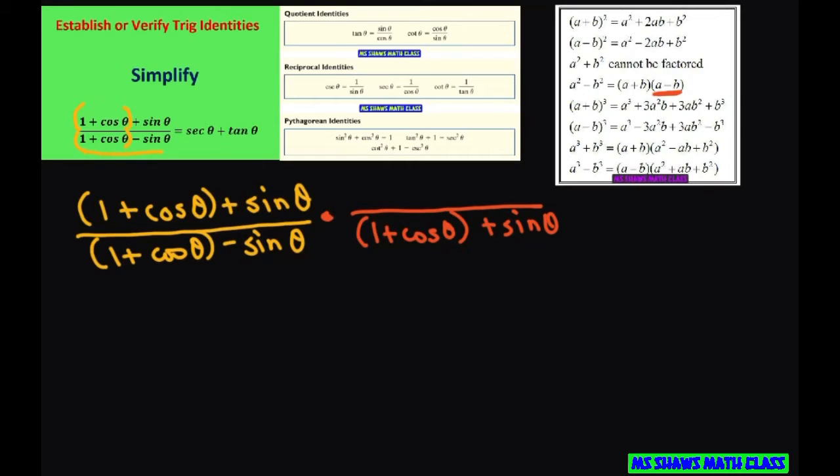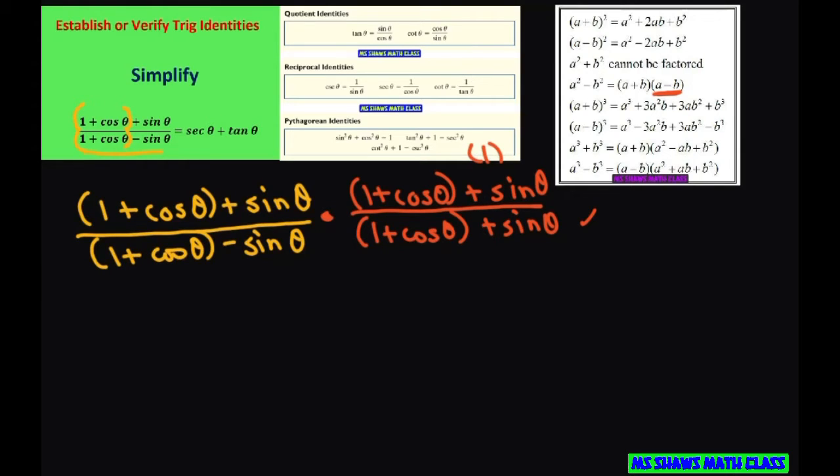We're multiplying. And if you multiply the denominator by the conjugate, you have to multiply the numerator by the same thing because we're just multiplying by 1. So this is 1 plus cosine of theta plus sine of theta.